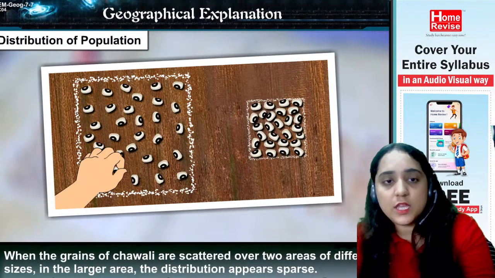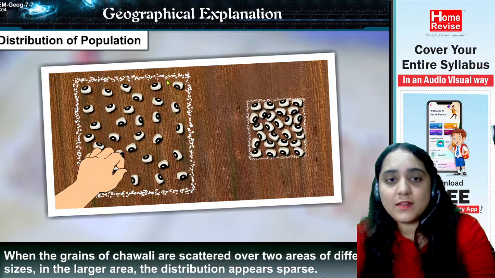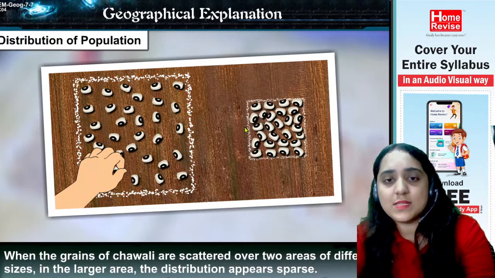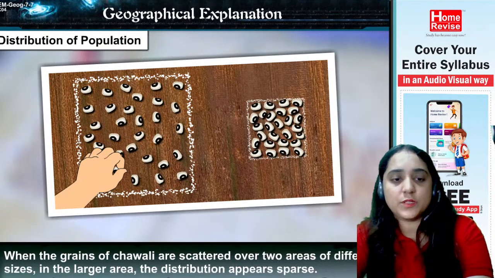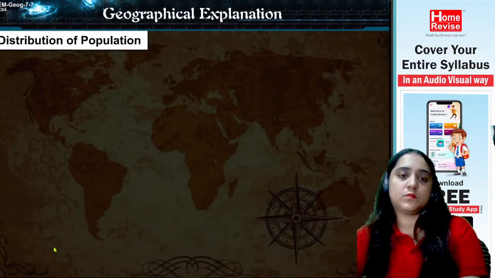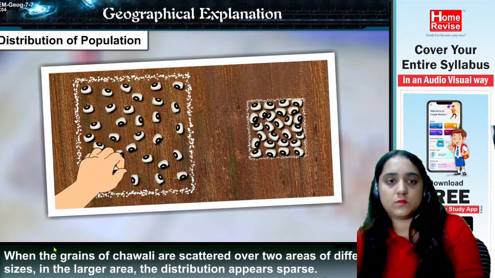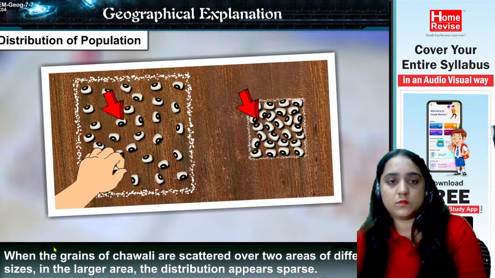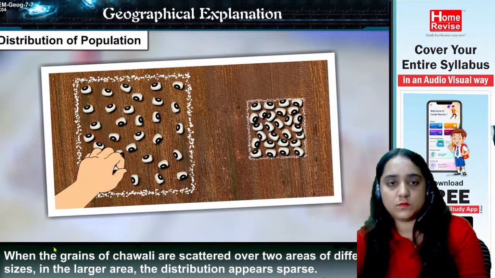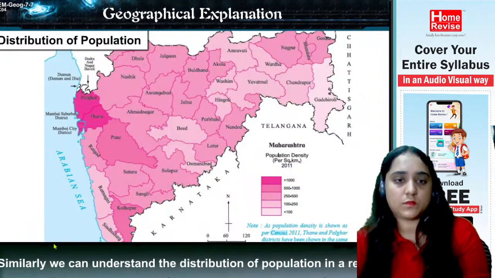So for this, here you have the grains of chawli scattered in between these squares. See, this is the big square and this is a small square. This is a big area and this is the small area. Now pay attention. Distribution of population. When the grains of chawli are scattered over two areas of different sizes, in the larger area, the distribution appears sparse. Similarly, we can understand the distribution of population in a region.